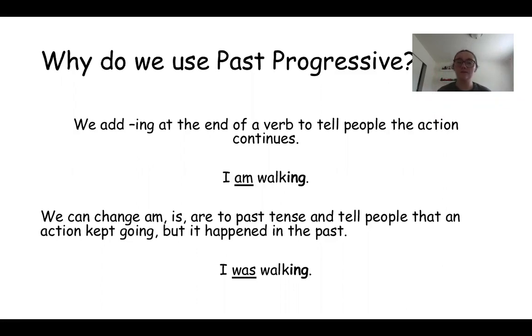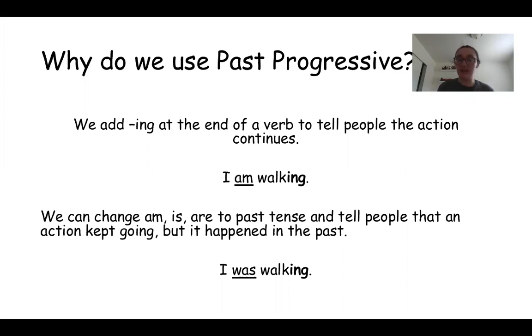So why do we use past progressive? So we add ing, right, the ing sound, at the end of a verb to tell us that the action is continuing, right? So when we say I am walking, right, it means that it's something that you started and it keeps happening, right? You started walking and you keep going.